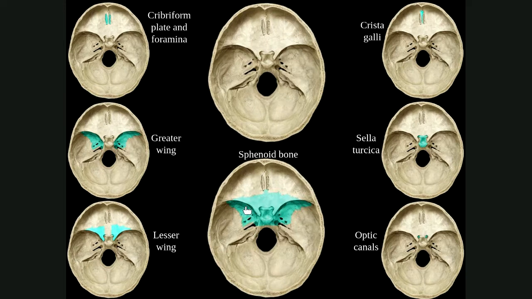You can see here's our sphenoid bone. So all this is the frontal bone here. And then on either side, you can see right here, that's the cribriform plate.